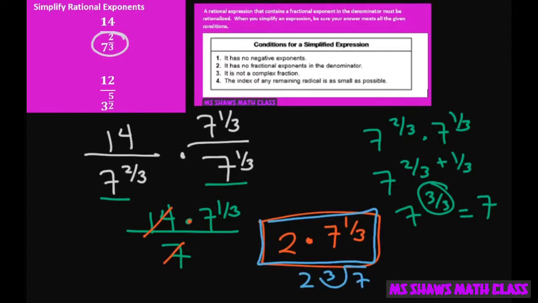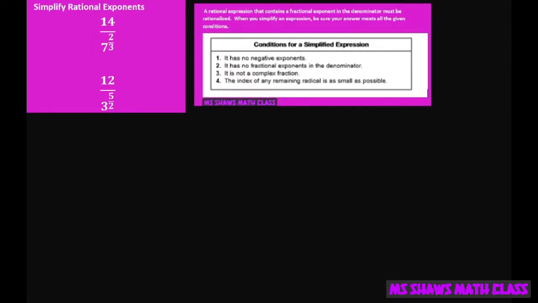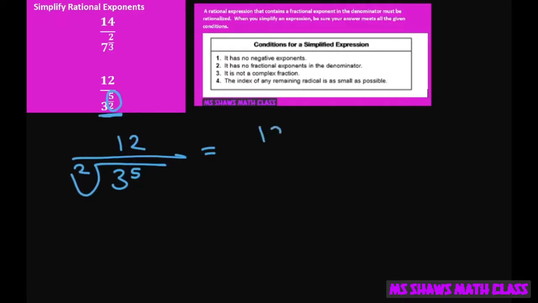Now, the second one's a little more confusing. So I'm going to first write this as a radical. So this is 12, and we have the square root of 3 to the 5th. So this equals 12 times the square root. We don't need to put the 2 for the square root, so I won't do that. So it's just square root, and I'm going to put 5 3's.